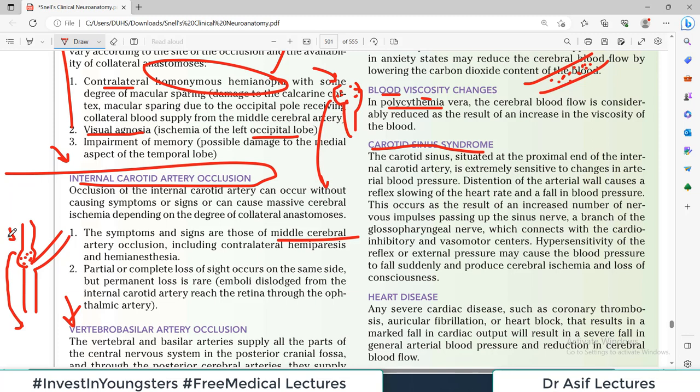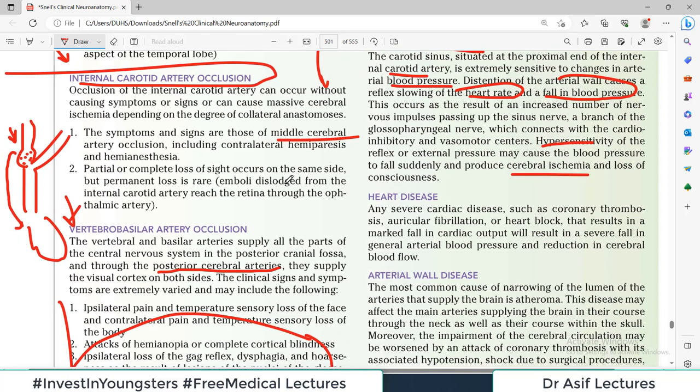Agar ye response excessive ho jayega, so there can be bradycardia, aur bradycardia ki wajah se phir cardiac output bahut kam ho jayega aur blood supply to the brain will decrease. That is called carotid sinus syndrome. So carotid sinus, situated at the proximal end of the internal carotid artery, is extremely sensitive to changes in the arterial blood pressure. Distension of the arterial wall causes reflex slowing of the heart and fall in the blood pressure. If this is hypersensitive, then there is cerebral ischemia. So ye sari philosophy jo maine abhi aapko batai.